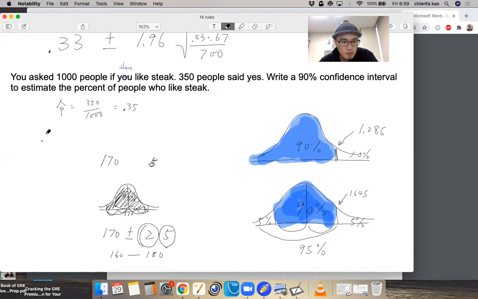So 0.35 is your point estimate. That's your best guess. So now we need to do plus minus some kind of value. You can't just say 35%, so I guess plus minus 5 is good? No, this is actually created very specifically based off your data. And then there's a formula for it.